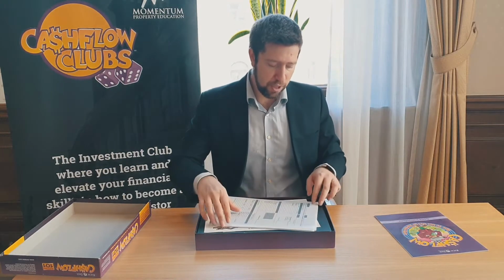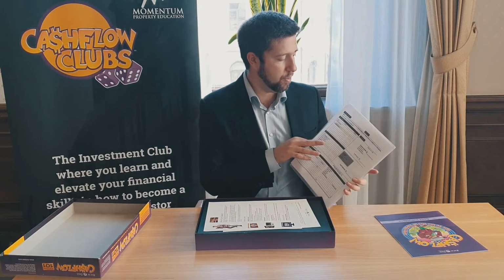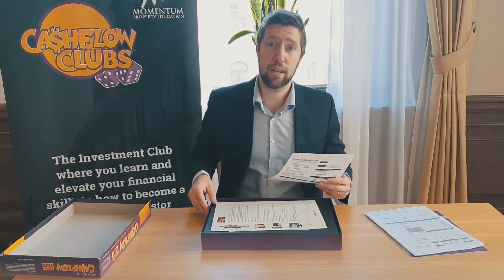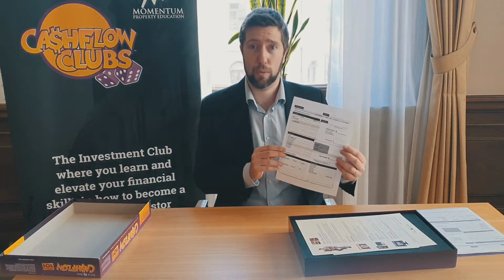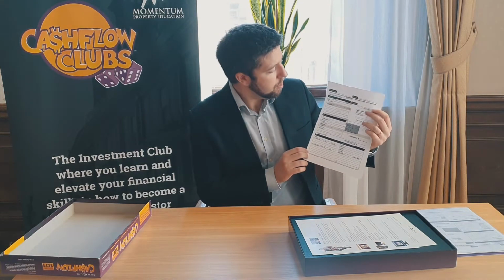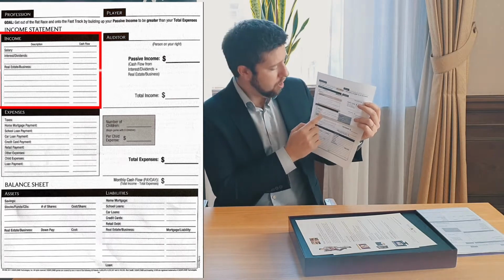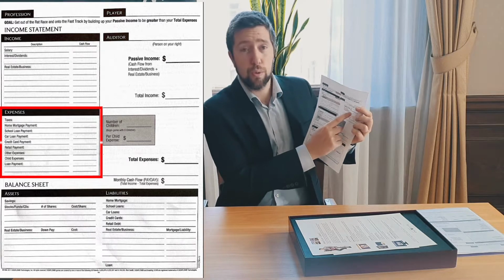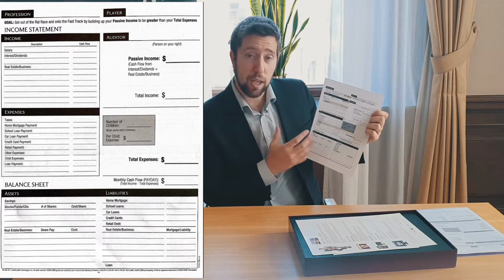Now, every single player needs one of these. It's called your income statement. It's basically your profit and loss statement and your balance sheet. So just like in the real world as an investor, or just handling your own personal finances, you're going to have your income statement up here. How much money are you earning? You're going to have your expenses down here, and that's going to lead to your passive income. We're going to go through this more in detail in a moment, but just give you an overview.